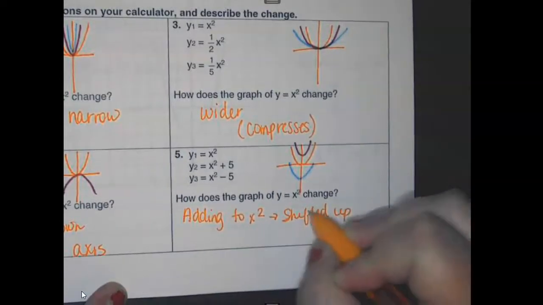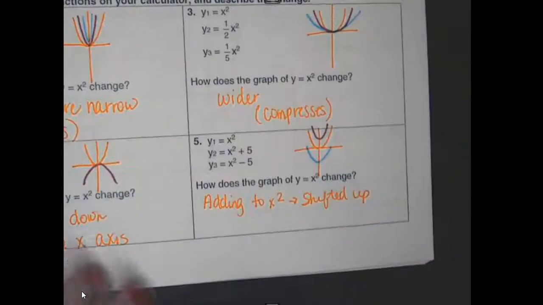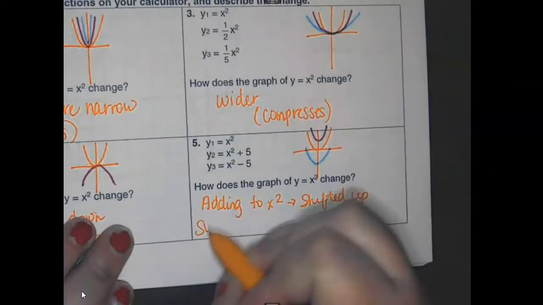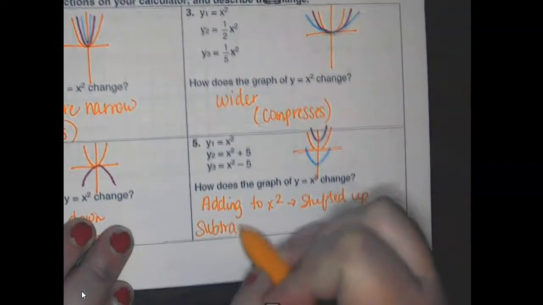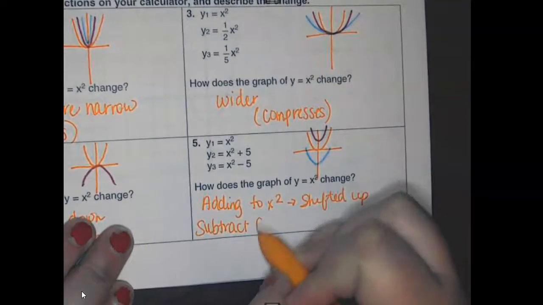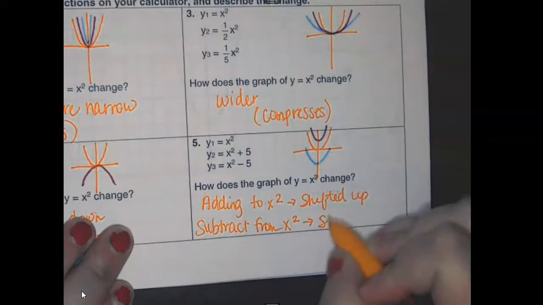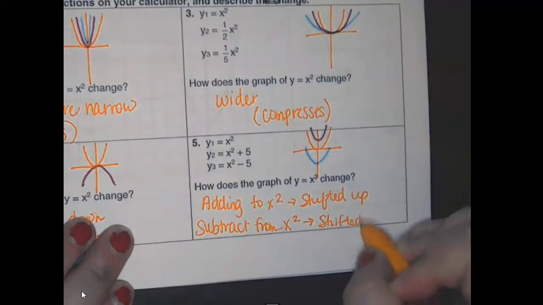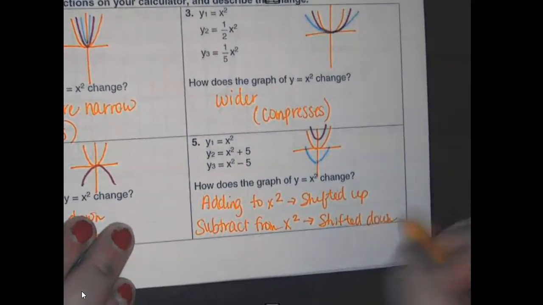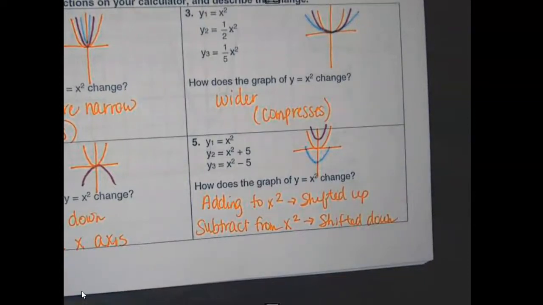Now, of course, this was when I was adding a positive. But if I subtract or add a negative, subtract from x squared, it shifted down. So those are the 4 changes that we are looking at today.